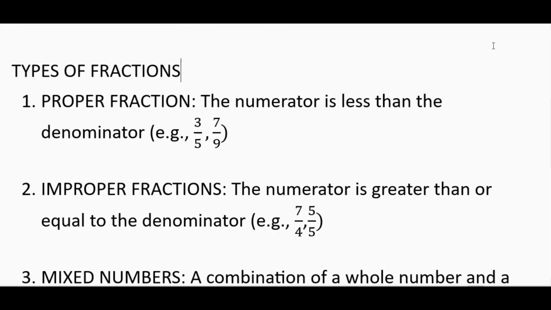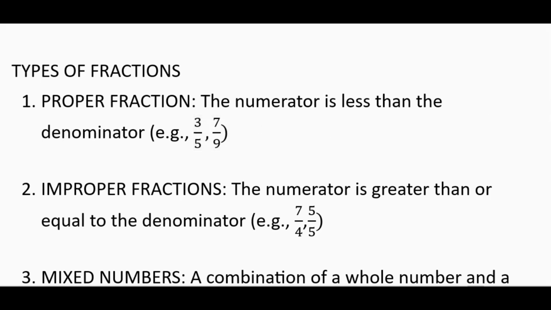The first type of fraction I'm going to talk about is the proper fraction. Now, a proper fraction simply means the numerator is less than the denominator. That is, the number at the top is less than the number at the bottom, because the number on top means numerator and the number at the bottom means denominator. Examples of such numbers are 3 over 5 and 7 over 9. These are some examples of proper fractions.